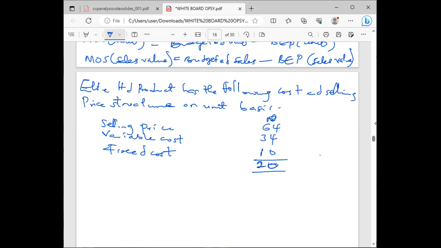Contribution margin. What do you say? Contribution margin. No, you are wrong. Total cost. What did you say? Total cost. No, you are wrong.